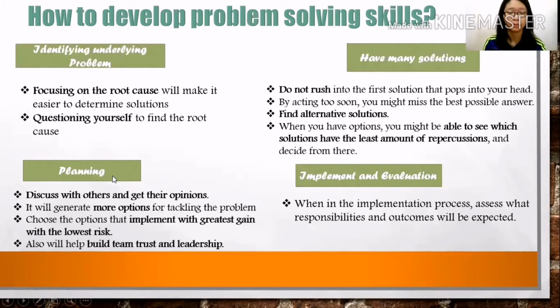Next, you need to come up with a plan. You can discuss with your colleagues and get all their opinions. Then you can choose the option that is implemented with the greatest gain and the lowest risk. Also, planning will help to build team trust and leadership. Finally, implementation and evaluation. During the implementation process, assess the responsibility and the outcome that will be expected.